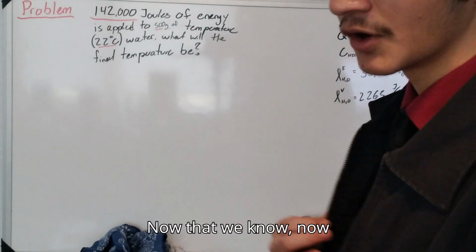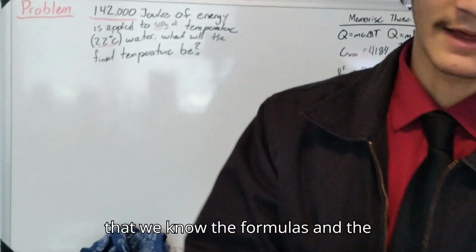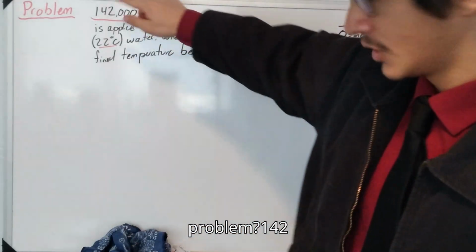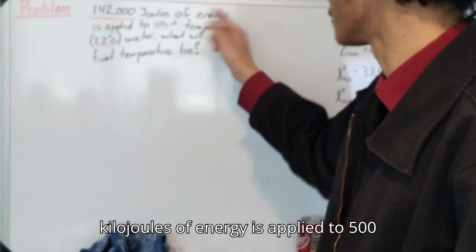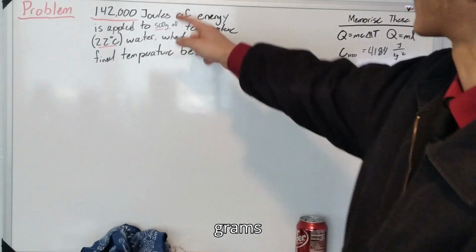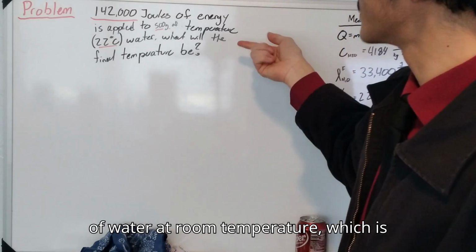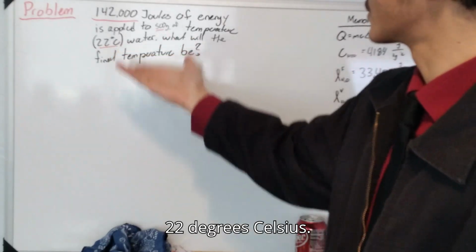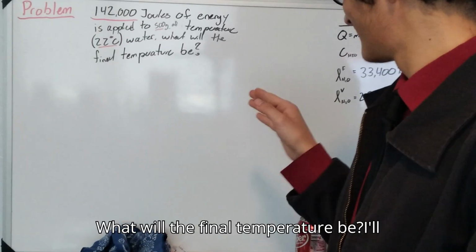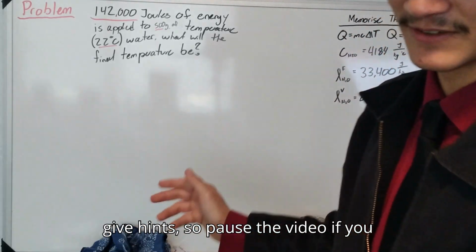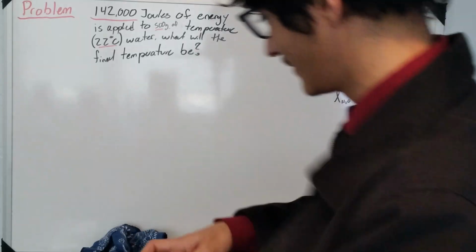Now that we know the formulas and the applications, why don't we start on the problem? 142 kilojoules of energy is applied to 500 grams of water at room temperature, which is 22 degrees Celsius. What will the final temperature be? I'll give hints, so pause the video if you want to solve this on your own.